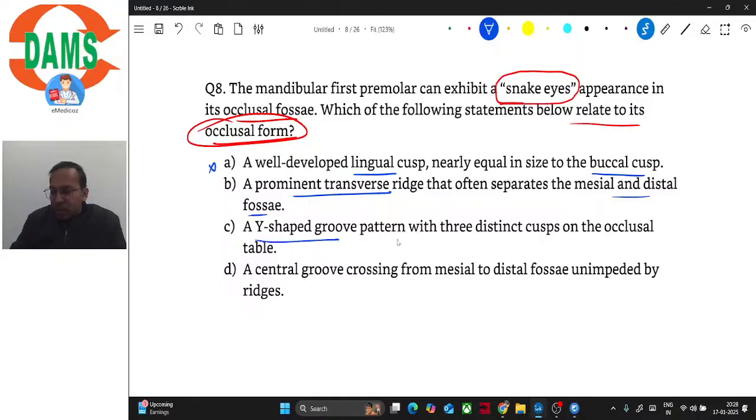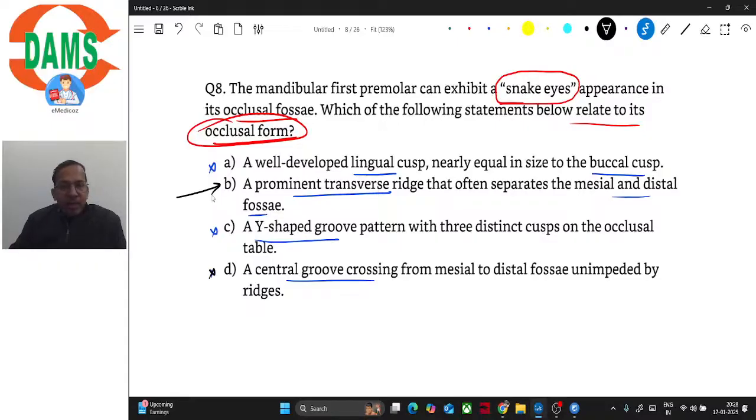A Y-shaped groove pattern with 3 distinct cusps. So this is incorrect, isn't it? Because Y-shaped groove, if you are talking about premolars, is seen only in mandibular second premolar, isn't it? And that too when it has 3 cusps. A central groove crossing from mesial to distal fossae unimpeded by the ridges. This again is incorrect because when the grooves cross the ridge, it becomes thin or insignificant, right? And often we have seen that the buccal cusp is too prominent. So for that reason, we will say that this option D is also incorrect and option B is the most accurate, isn't it? It has a prominent transverse ridge.